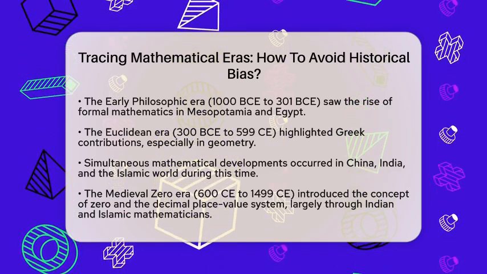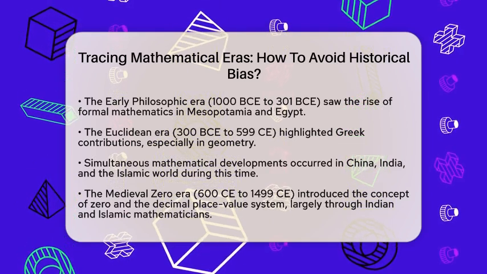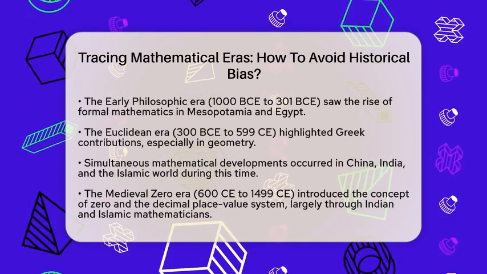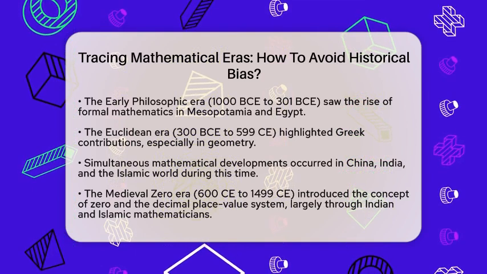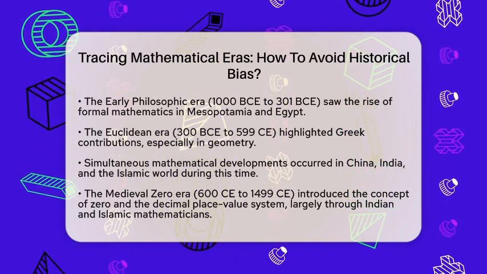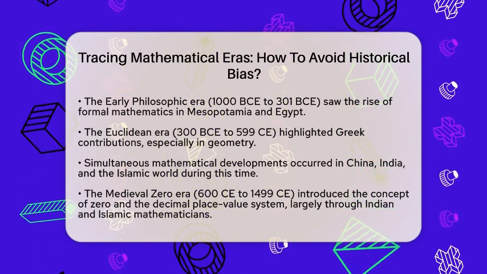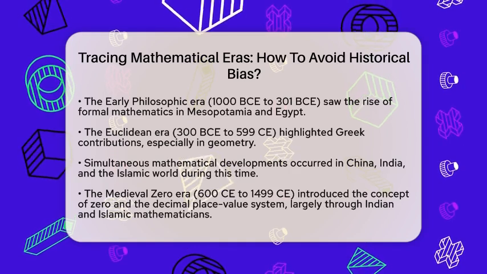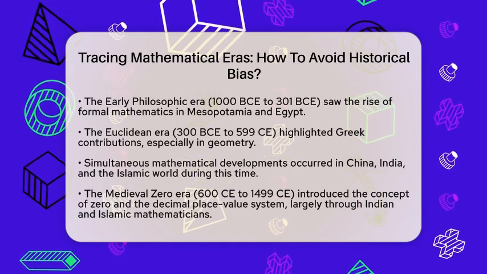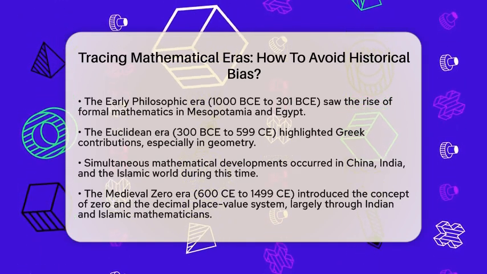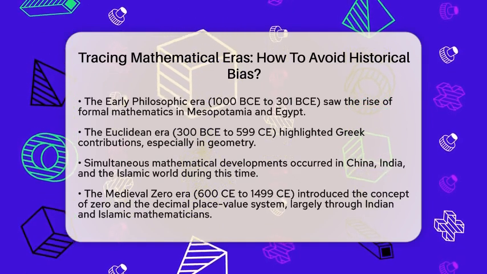As we move into the Euclidean era, from 300 years before the Common Era to 599 years of the Common Era, we see the Greek contributions, especially in geometry. However, it is vital to remember that similar developments were happening simultaneously in China, India, and the Islamic world.